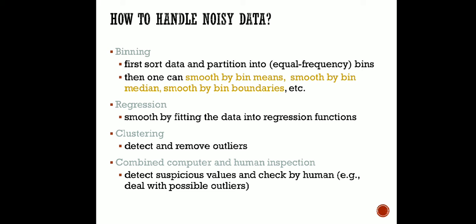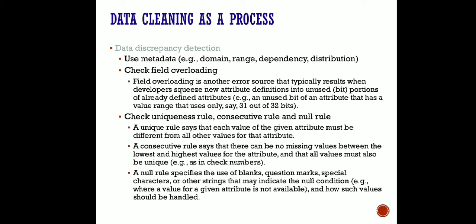Okay, now another process is combined human and computer inspection. We can just put in human effort to correct it, but for a huge data set it is nearly impossible. Okay, now data discrepancy detection. How are we going to come up with some conclusion that this data is having discrepancy? We are going to use metadata. What is metadata? It is knowledge about the data itself.